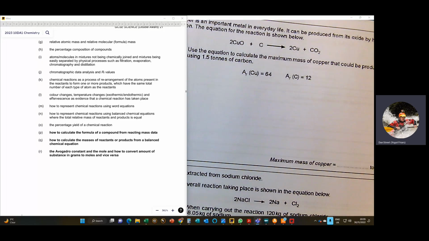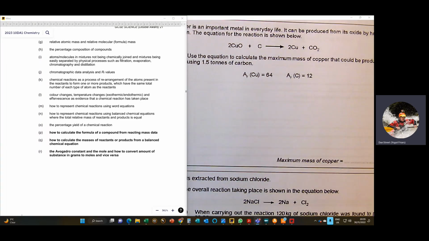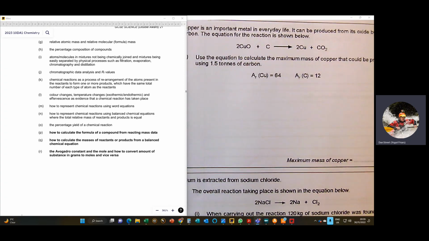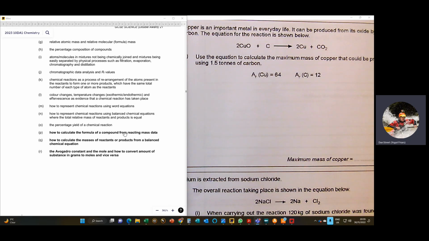Okay, so this is action code E, which is about reacting masses, and I'm going to use the method that I showed you in lesson, okay? This comes from the higher section of your syllabus, and it's possibly one of the more difficult aspects of the syllabus, okay? So it's statement Q.